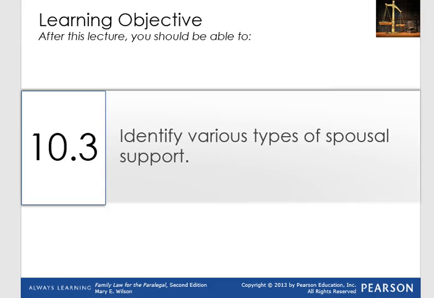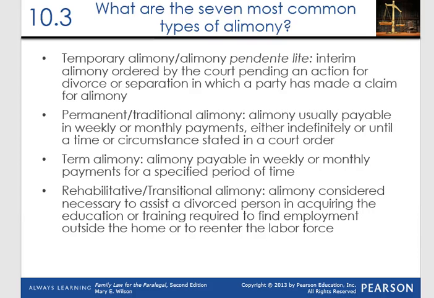All right, identify the various types of spousal support. There are 7 most common types of alimony or spousal support. One is temporary alimony, or alimony pendente lite, interim alimony ordered by the court pending an action for divorce or separation in which a party has made a claim for alimony.